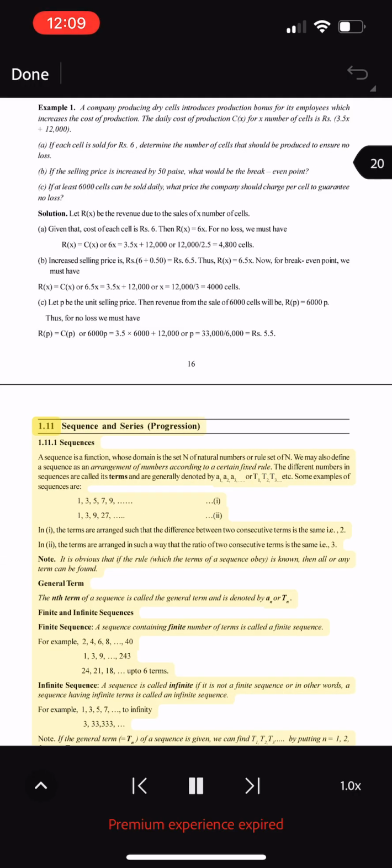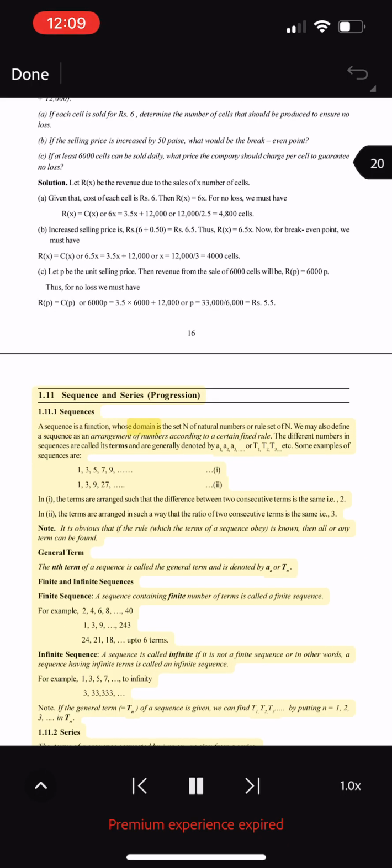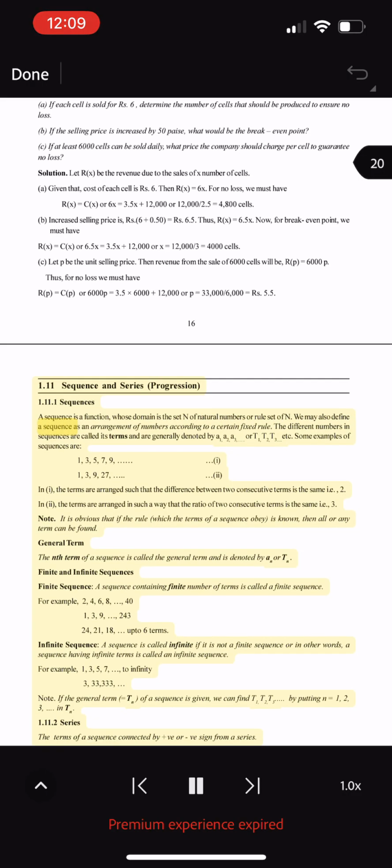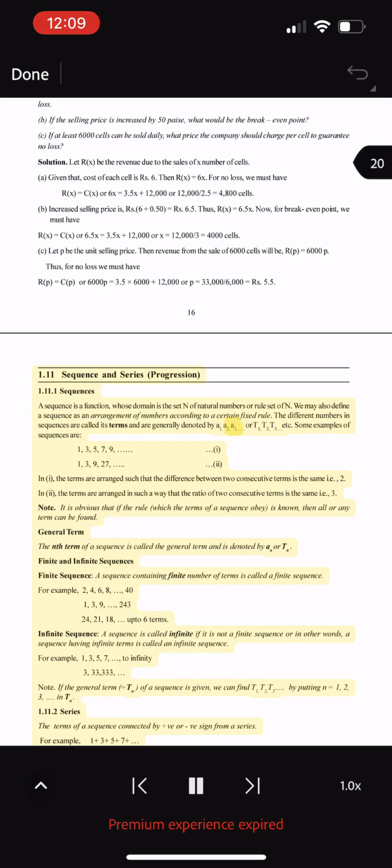1.11 Sequence and series, progression. Sequence: a sequence is a function whose domain is the set N of natural numbers or a subset of N. We may also define a sequence as an arrangement of numbers according to a certain fixed rule. The different numbers in a sequence are called its terms and are generally denoted by a1, a2, a3, or t1, t2, t3, etc.